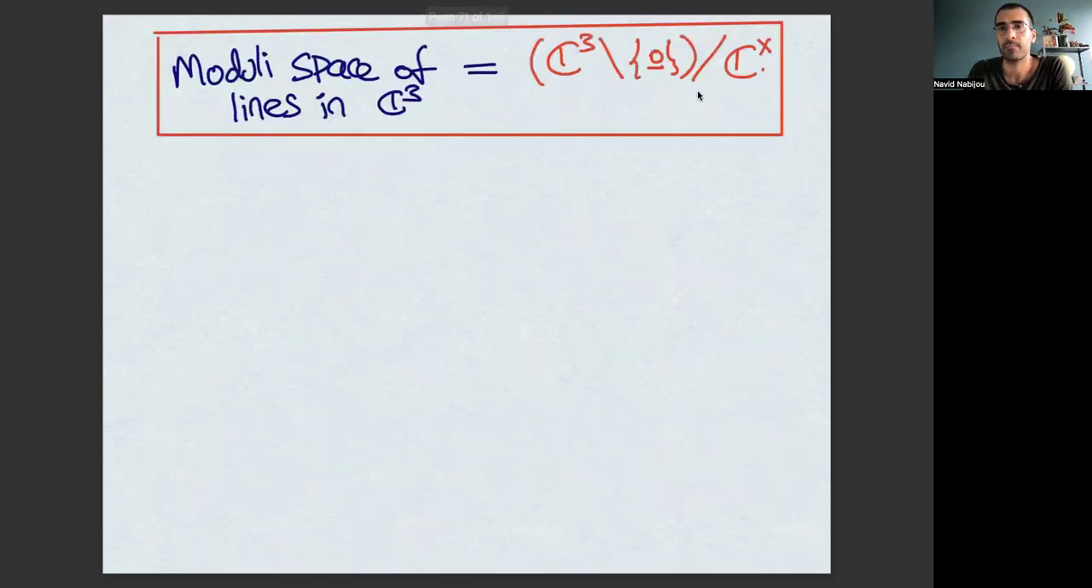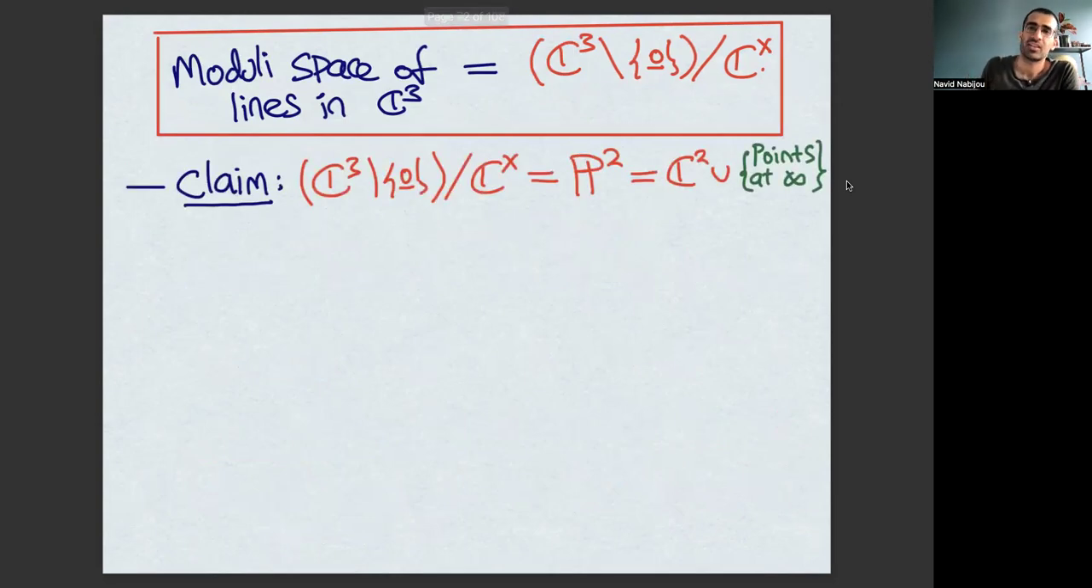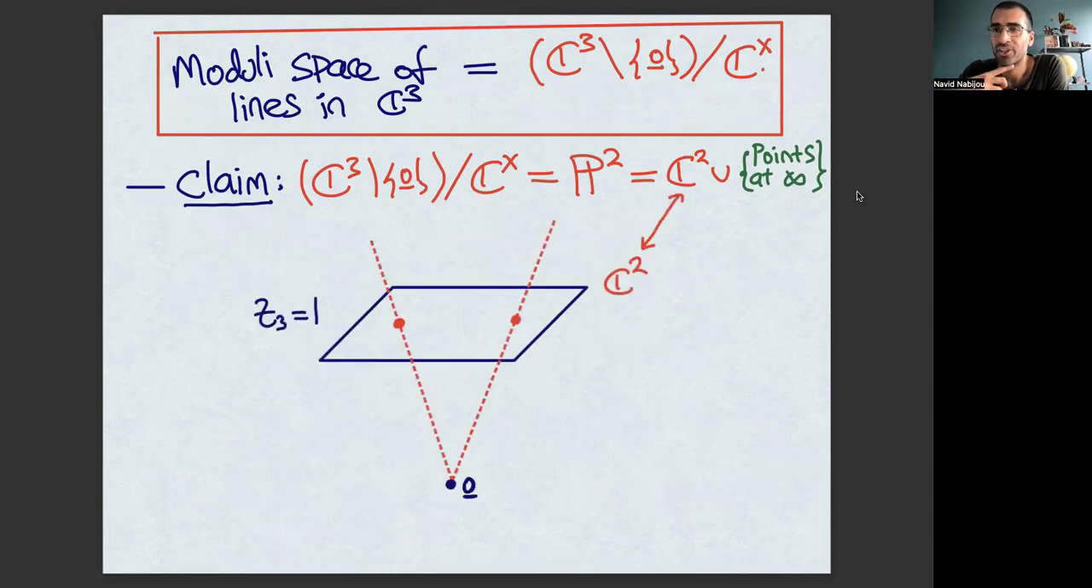Okay, so it seems like we could try to think about this, but I claim actually that this is something we've already seen. The claim is that this quotient is nothing more than this projective plane P2 that we already saw. I remind you, that was C2 together with these points at infinity, these asymptotic directions that we added in. All right, so let's give a proof by picture.